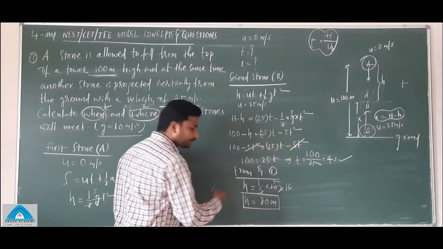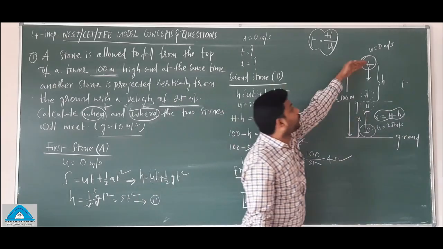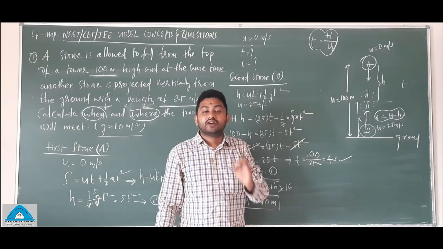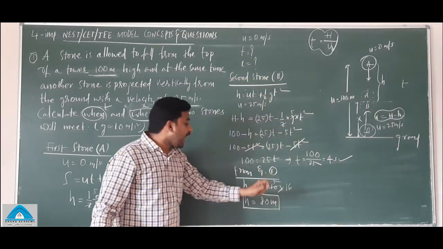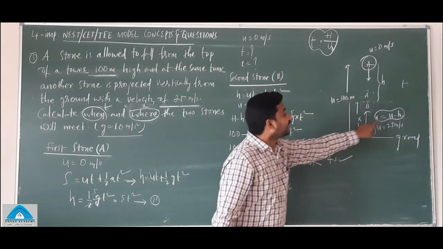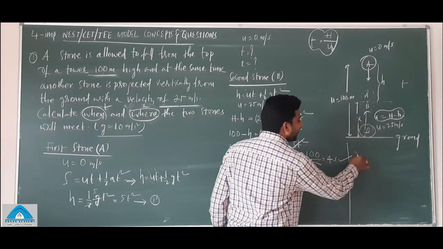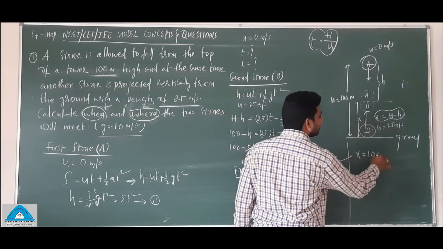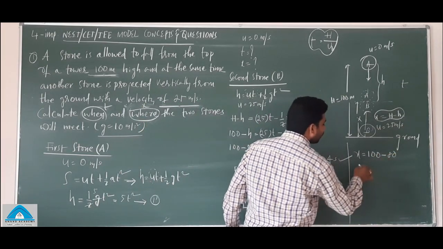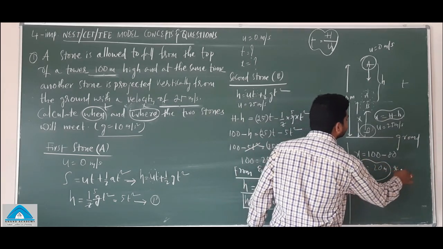What is this height h? This is the height 80 meters, which is the distance traveled by the first body to meet the second body. From the top of the tower, they meet after 80 meters. From the bottom of the tower, they meet at capital H minus small h. So x is equal to capital H, which is 100, minus small h, which we have got as 80. So x is equal to 20 meters. This is our required answer.